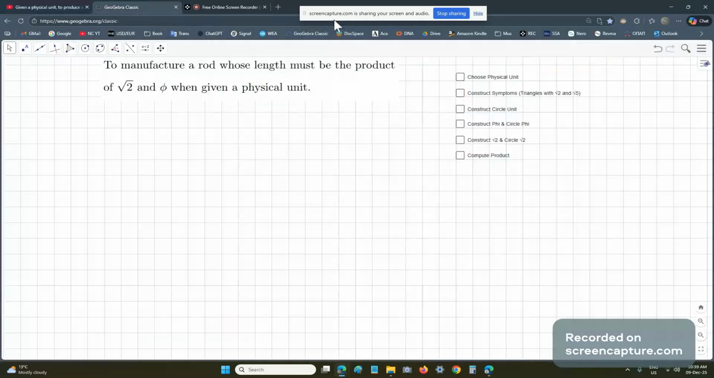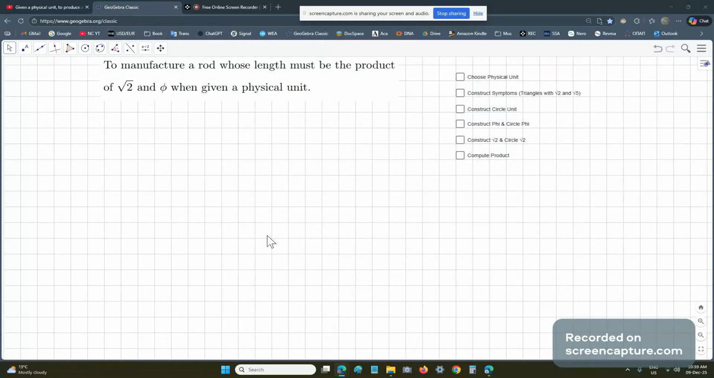So what is the goal here? The goal is to show that we can produce a rod whose length must be the product of root 2 and phi, which is what is realized from the attempted measure of the golden ratio using any physical unit. Now remember, this is done entirely without numbers, and that's what I'm about to show you.